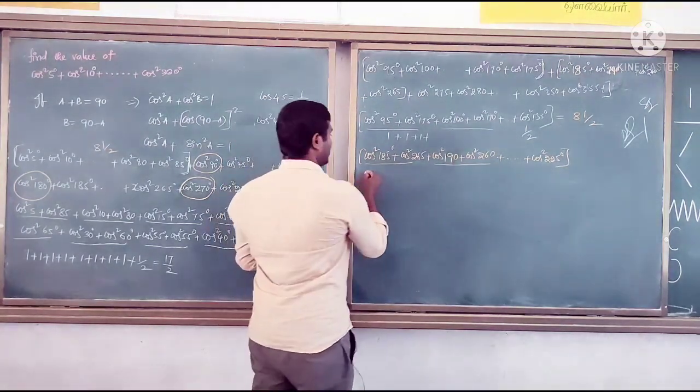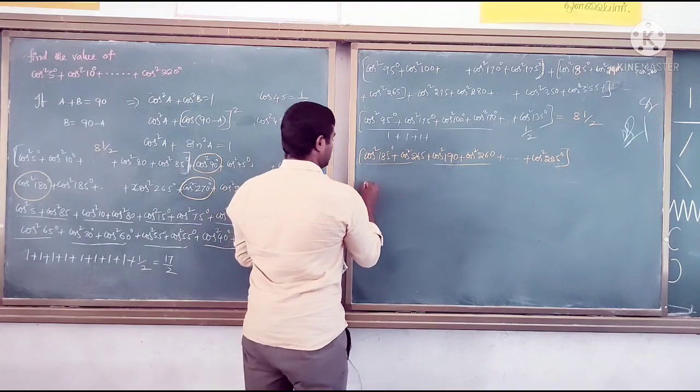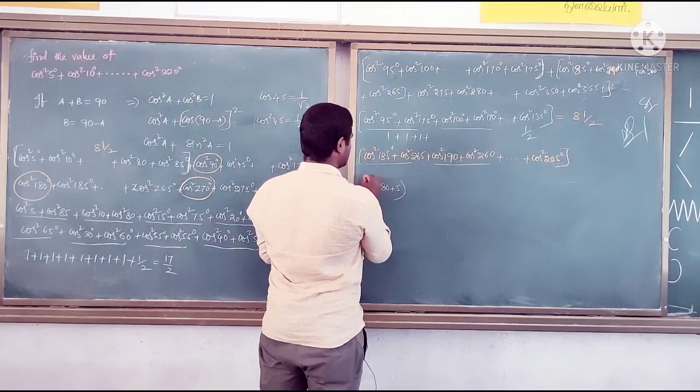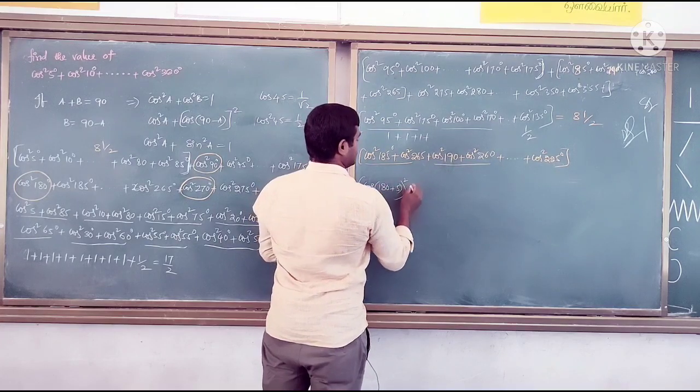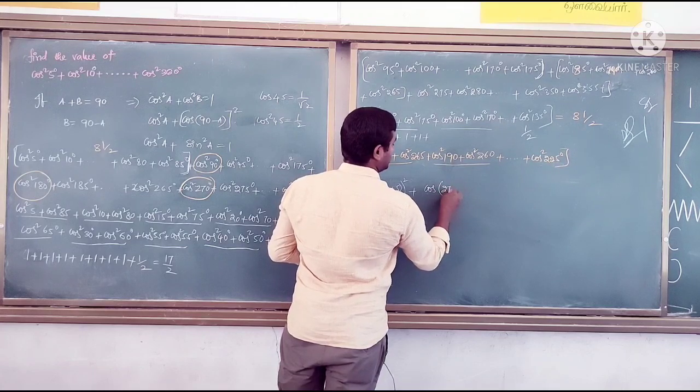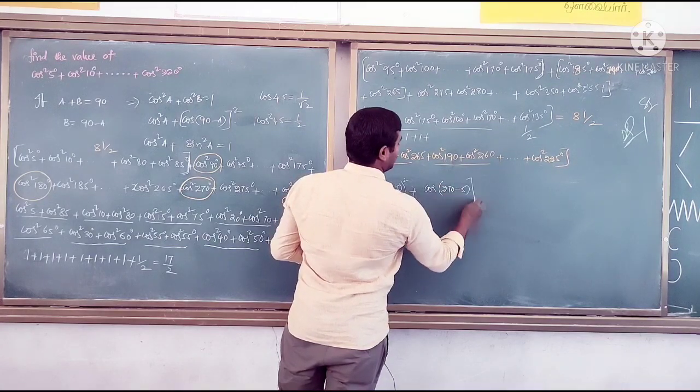Let us see here. Cos square 185, I am writing as cos 180 plus 5 whole square, plus cos square 265, cos 270 minus 5 whole square.